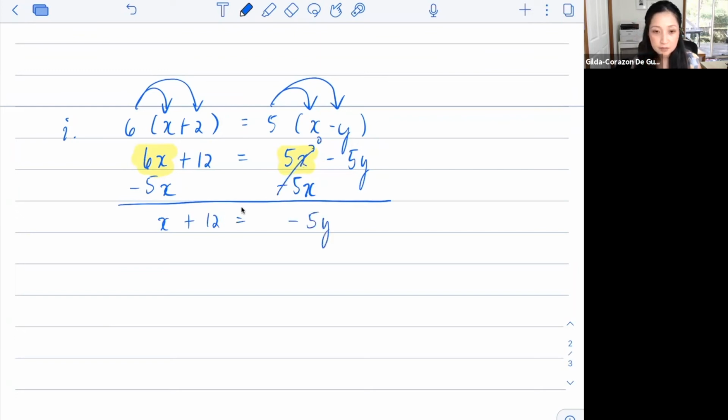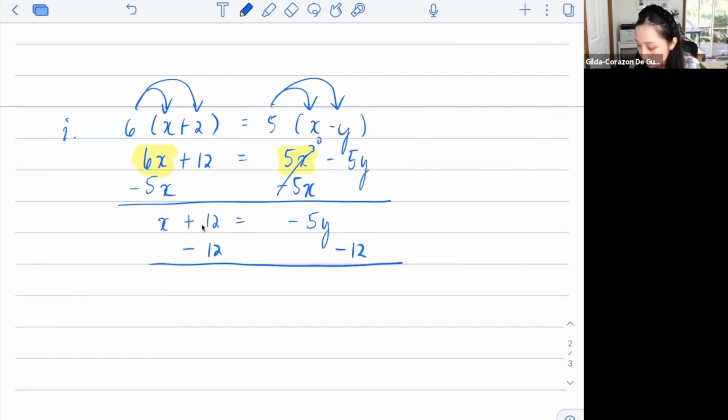Okay, now that's a plus 12. The reverse of plusing 12 is minusing 12. So you minus 12, minus 12. And therefore, that becomes 0 there. That's x equals negative 5y minus 12. Okay. It's not writing. My computer is lagging there.